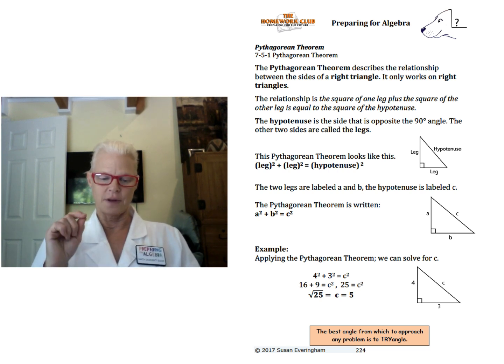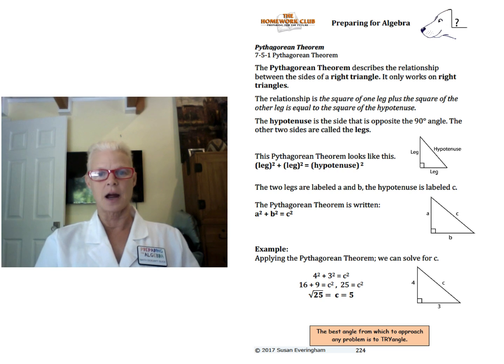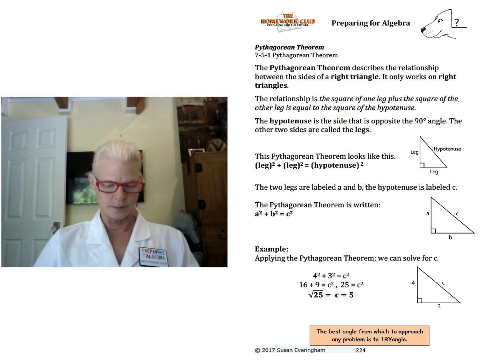So if you look at the triangle, we have two legs and a hypotenuse. The Pythagorean theorem is written that leg squared plus leg squared will equal hypotenuse squared. And if we label them A, B, and C, it's A squared plus B squared equals C squared. And the example at the bottom proves it.